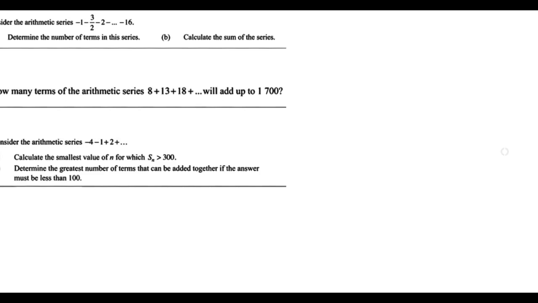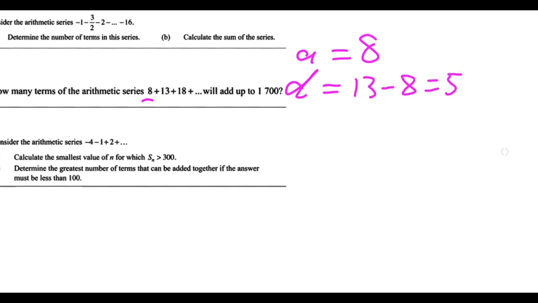So obviously we're going to solve using the Sn formula, the sum formula. So we need to identify the variables. The first term we got is 8, so a is 8. And then we have d. We need to find the d. Term 2 minus term 1, 13 minus 8, that's going to be 5. And the n we don't know. Sn we got 1700, and n we need to find.